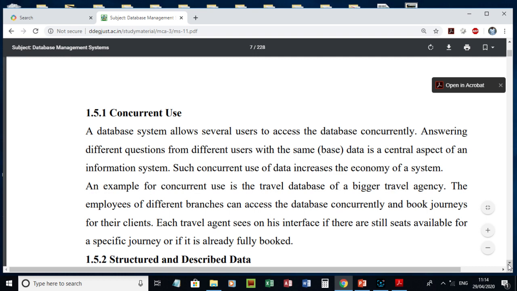Somebody will also be using the same British Airways system to sell the ticket. Somebody abroad, in London, will be using it to sell the ticket. So you see, it's accessible at the same time by different travel agencies. The employees of different branches can access the database concurrently and book journeys for their clients. That's right. Each travel agent sees on his interface if there are still seats available for a specific journey or if it is already full. So Ghana and abroad.